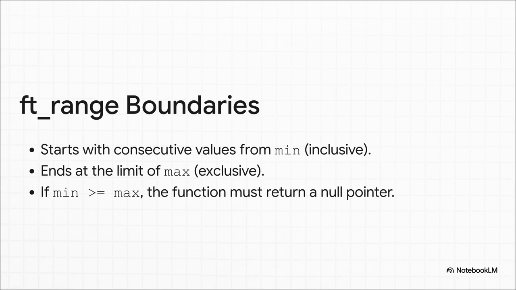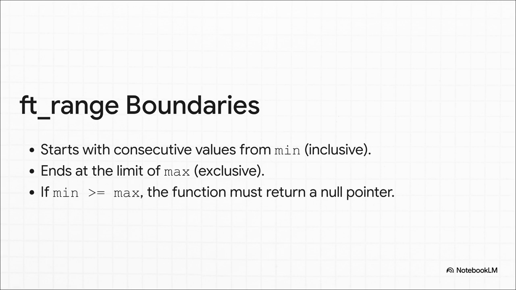So how many actual elements are we allocating space for? It's simply the mathematical difference, max minus min. But remember, we aren't storing single-byte characters anymore, are we? We're storing integers. Therefore, you absolutely must multiply that max minus min difference by the size of an int when you call malloc to get the correct byte count.